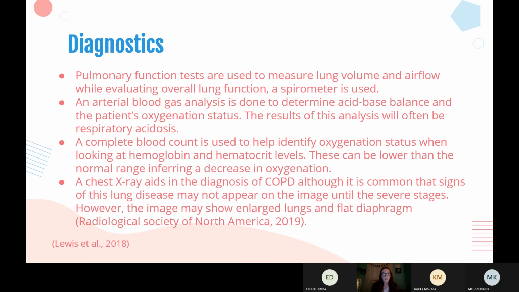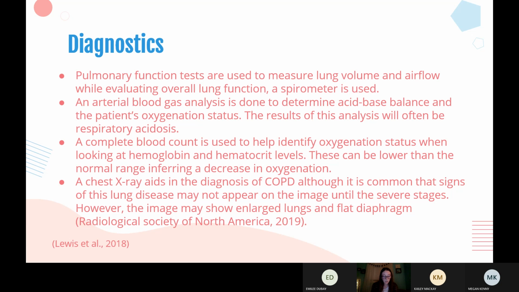The next one is an arterial blood gas analysis. This is done to determine acid-base balance and the oxygenation status. The result of this analysis will often be respiratory acidosis because of the decrease in ventilation, which is causing a retention of all of that acid.